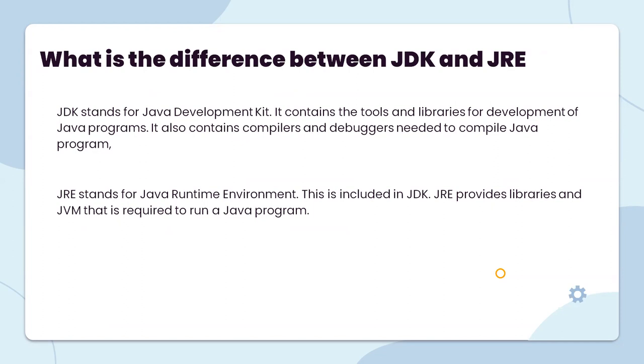JRE stands for Java Runtime Environment. This includes the JDK. JRE provides the libraries and JVM, the Java Virtual Machine, that are required to run the Java program. So JRE provides the libraries to the JVM. Inside the JRE, the JDK is available. If we download the JRE, it will include the JDK.